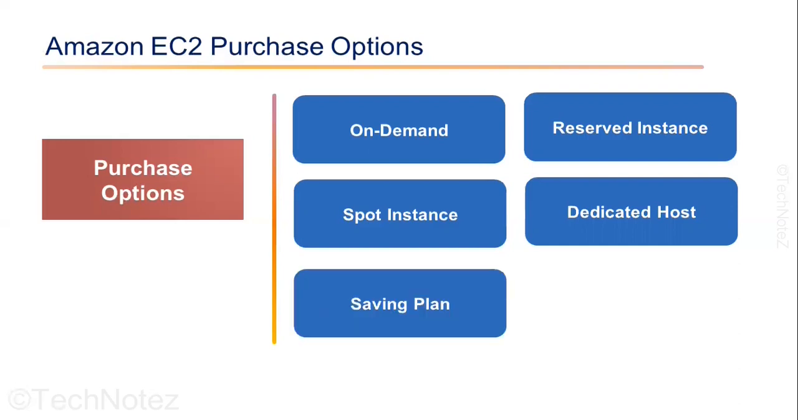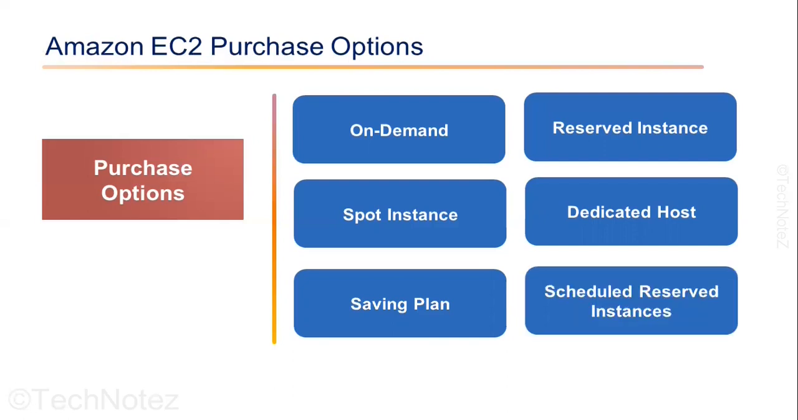Savings plan. Savings plan pay a discounted rate for EC2 uses by committing to a set amount of uses over a 1 or 3 year term. Scheduled reserved instances. Scheduled reserved instances specify the time when you want to launch the instance and pay a lower hourly rate for the instances that are running during that specified time.